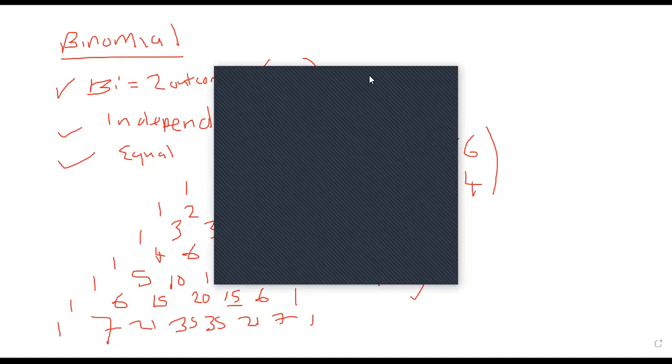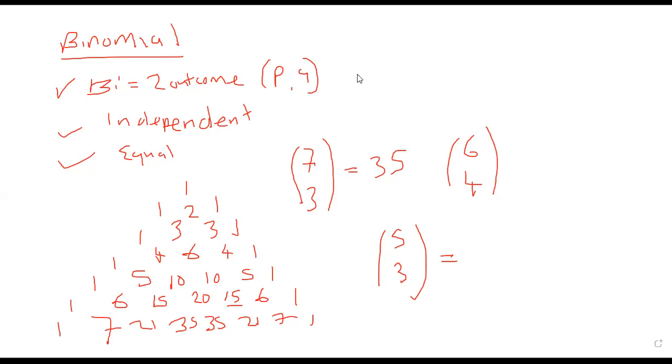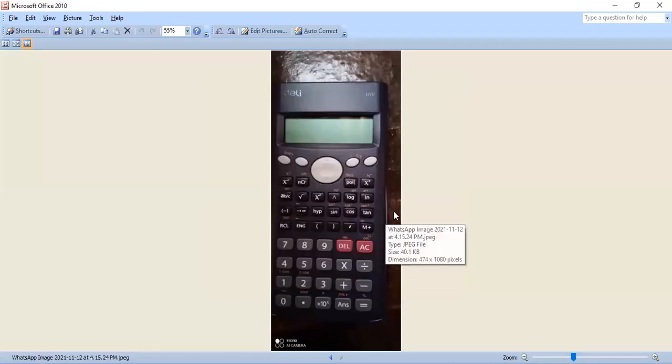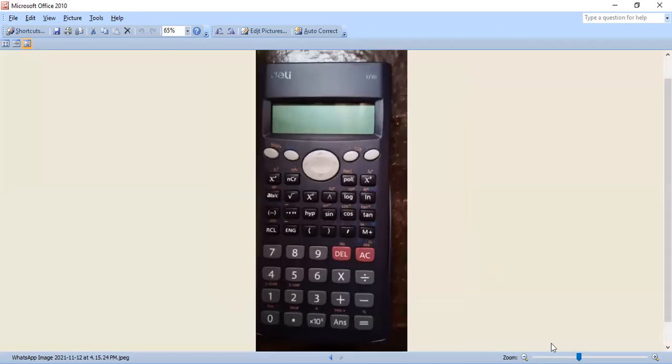So you need to know the calculator. If you're dealing with this, your calculator is the easiest. Go to 5 combination 3. So now arbitrarily, let's use a calculator. Let's get 10 combination 3. What are you getting? 120. Correct.